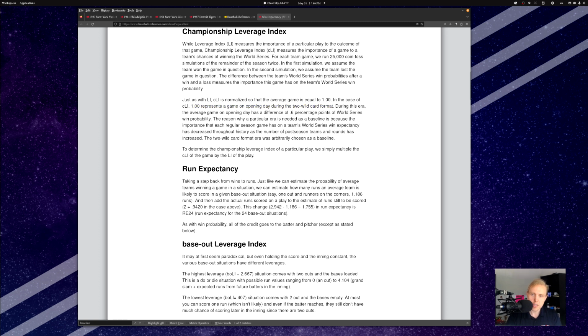During this era, the average game on opening day has a difference of 0.6 percentage points of World Series win probability. The reason why a particular era is needed as a baseline is because the importance that each regular season game has in a team's World Series win expectancy has decreased throughout history. That is correct, as the number of postseason teams and rounds has increased. That is correct. Do I like this?